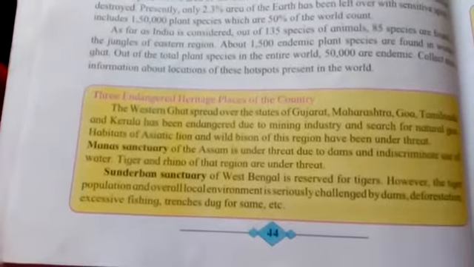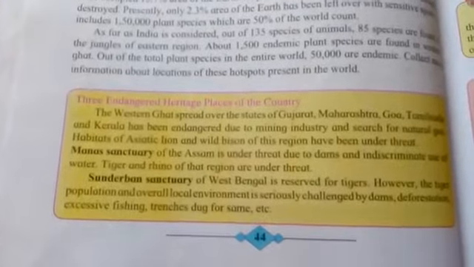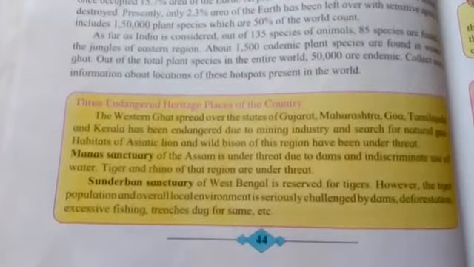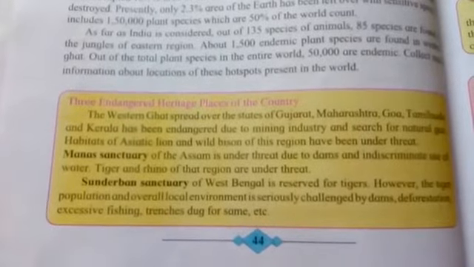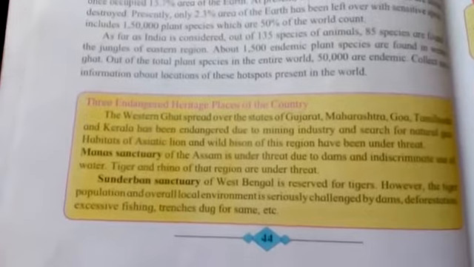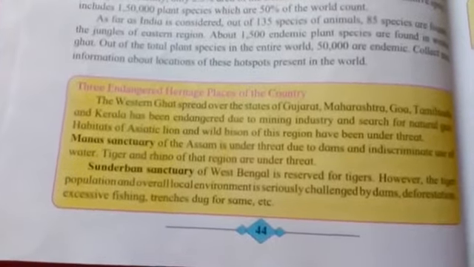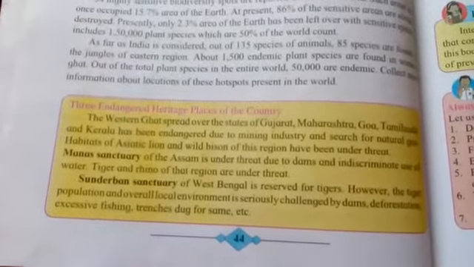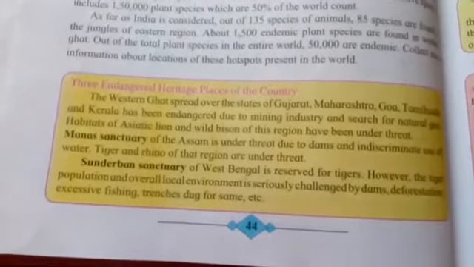Then Manas Sanctuary, which is present in Barpeta, Assam, is also a threatened region because it consists of tigers and the one-horned rhino, which is world famous, and it is threatened due to dams and the indiscriminate use of water. Then Sundarban Sanctuary is found in West Bengal. It is reserved for tigers, and it is also threatened because of dams, deforestation, and excessive fishing.